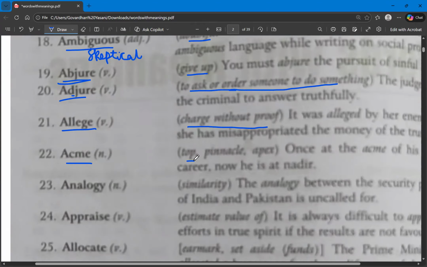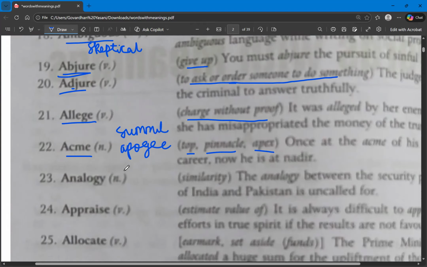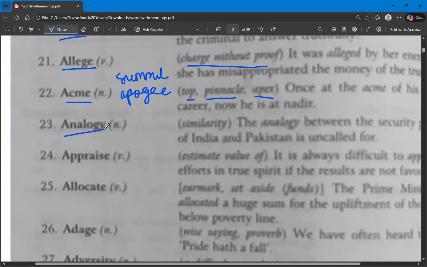Acme means top, pinnacle, apex, apogee, summit, or culmination. These are all the synonyms for acme, that is top. The next one is analogy. Analogy means similarity, whereas anomaly means irregularity.